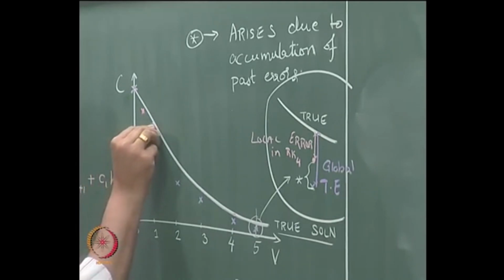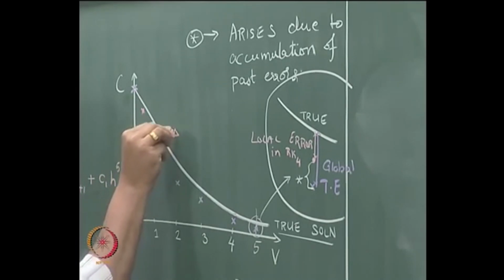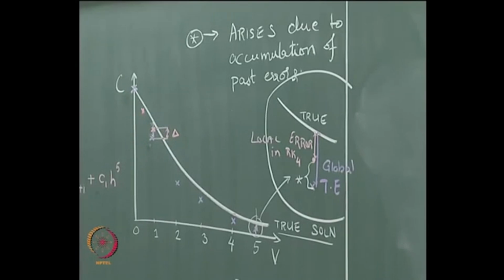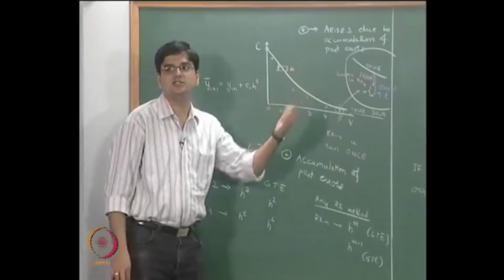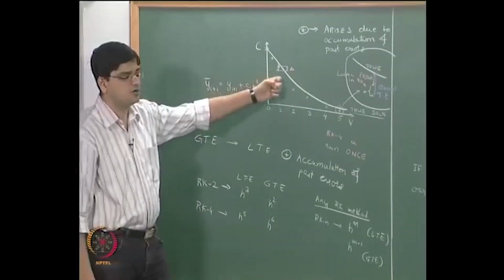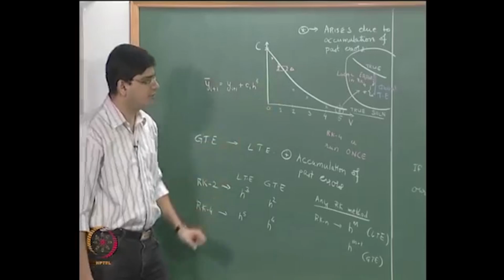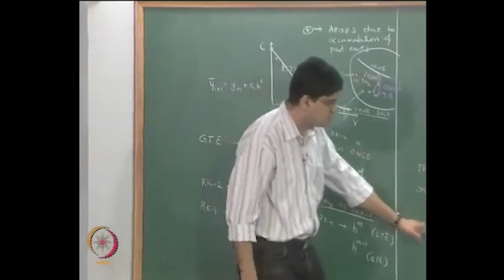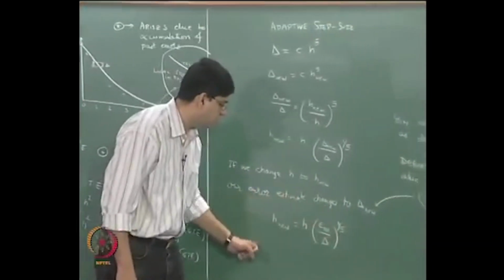This guy is delta. Now if this delta is acceptable to us, we keep the same h. If this delta is not acceptable to us, we are going to change that h. How are we going to change that h? We are going to scale that h in this particular manner.